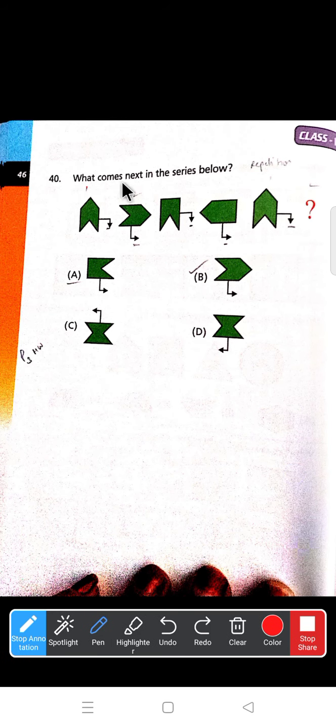Now the 40th one, what comes next in the series below? It is simply a repetition, children. Now 1, 2, 3, if you give numbering to the figures, it is the same as 1. So again 1 came, that means 2 will come. 2 is nothing but a figure, in this format. So the answer for this question is the second figure should come, where it follows the second option, children. The second figure is B, it is looking like B. So the 40th option is B.